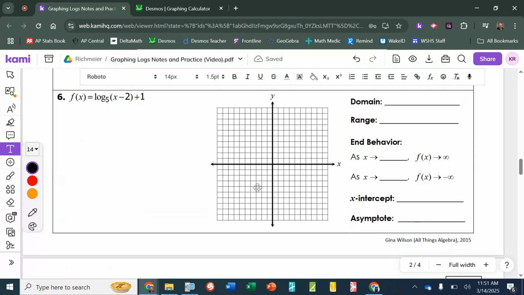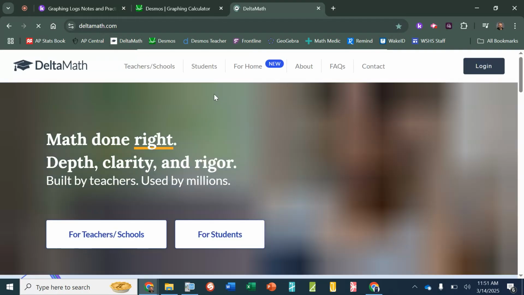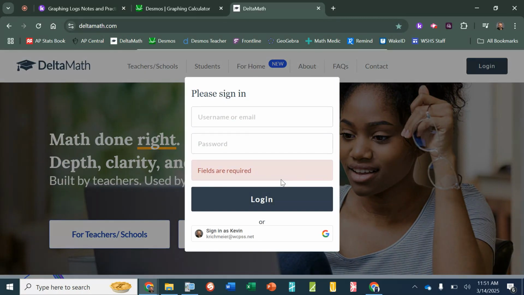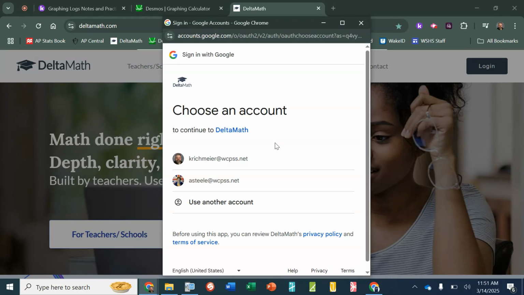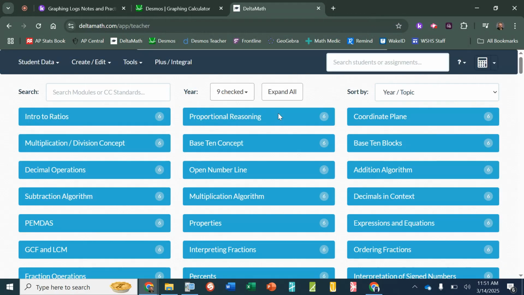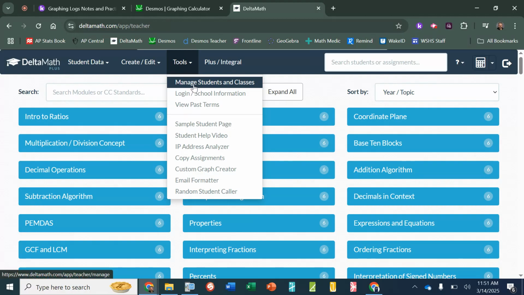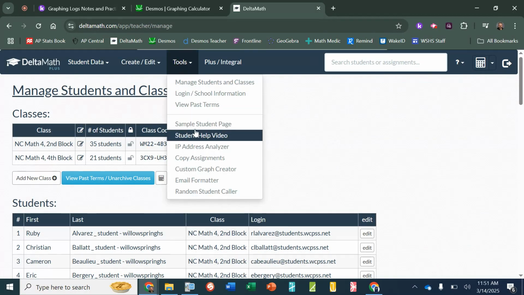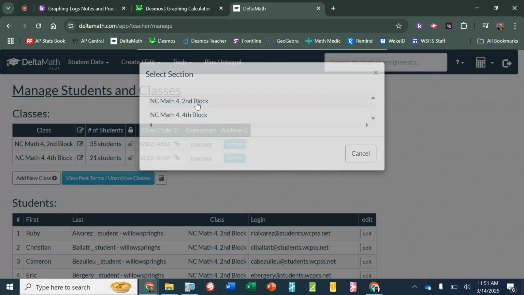Once you've got that, what I would like you to do is come back to your Delta Math. And let's see, let's log in here. There are some problems with graphing in the Unit 3 Delta Math. Unlike yesterday's lesson with the applications, there weren't any of those in Delta Math. So let's take a look. What do we have here? Oops. Let's go to sample student page. That's what I was trying to do.